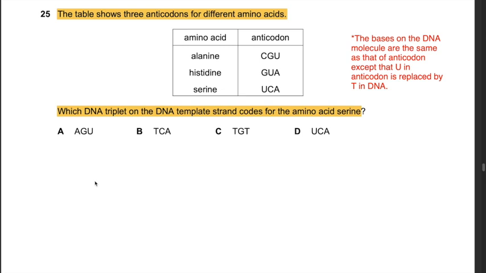And since they are requesting for the amino acid serine, which is the anticodon UCA, the DNA triplet would be U being replaced by T, hence starting with T, C being as it is, and A being as it is. Therefore, the DNA triplet is TCA. Hence, the answer is B.